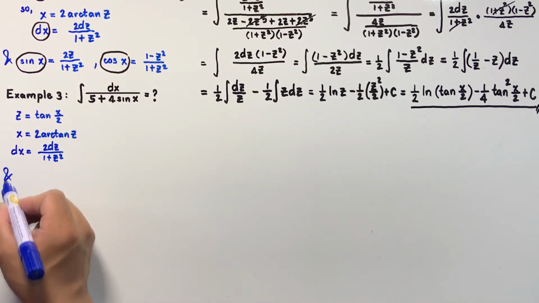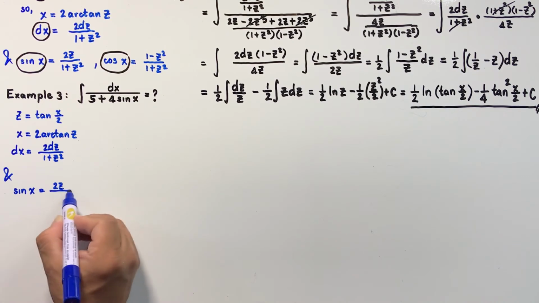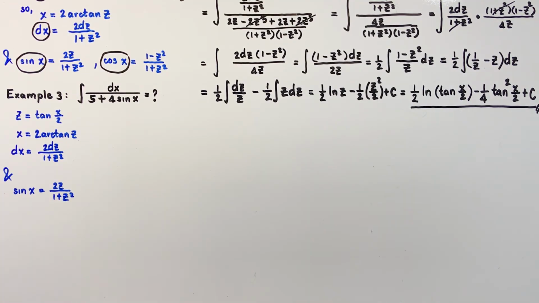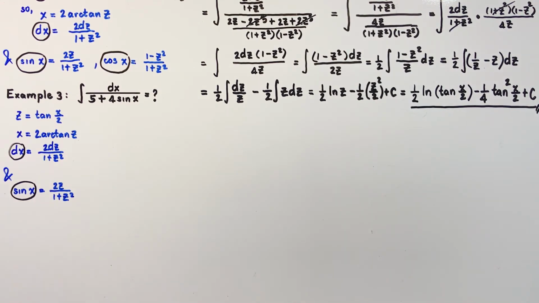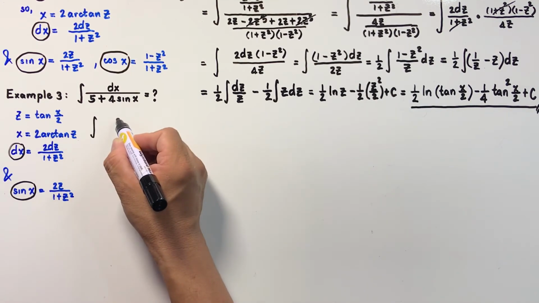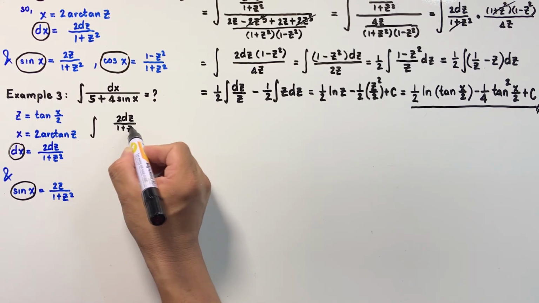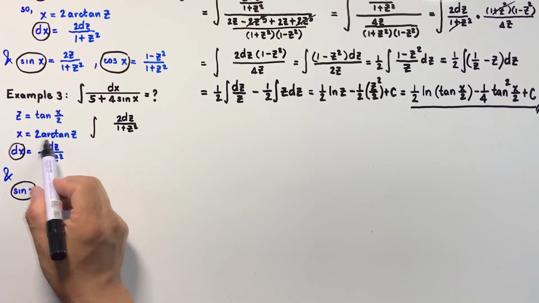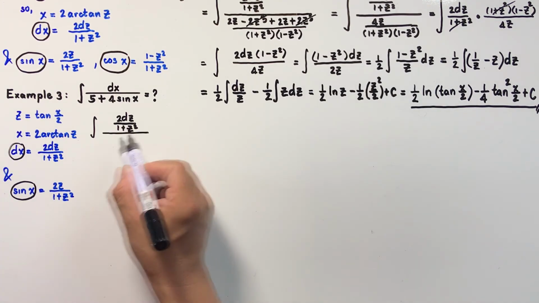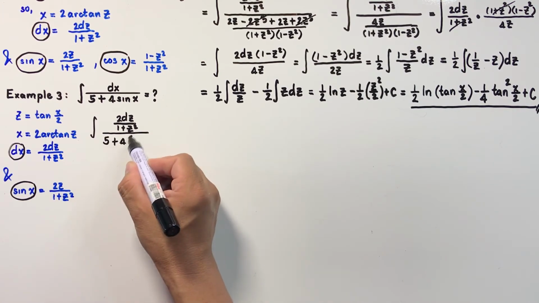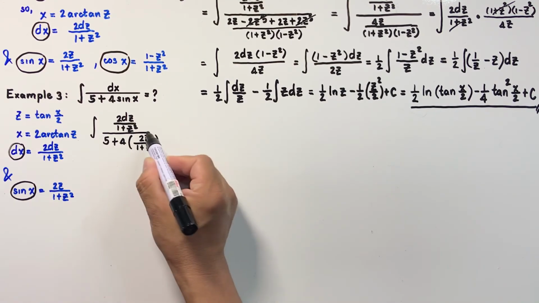And also, we know what is our sine x here. Our sine x is 2z over 1 plus z squared. So we can substitute our dx and our sine x here in our integrand. So we have the integral of dx, which is 2 dz over 1 plus z squared. So instead of writing dx, I will write its equivalent expression, which is 2 dz over 1 plus z squared. And this is divided by 5 plus 4 sine x. And our sine x is 2z over 1 plus the z squared.